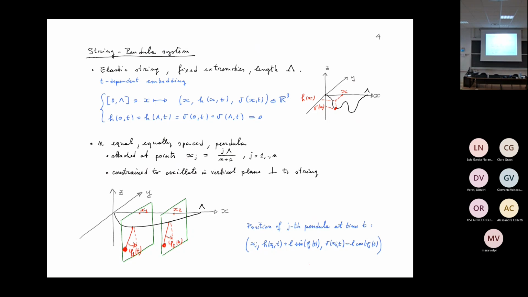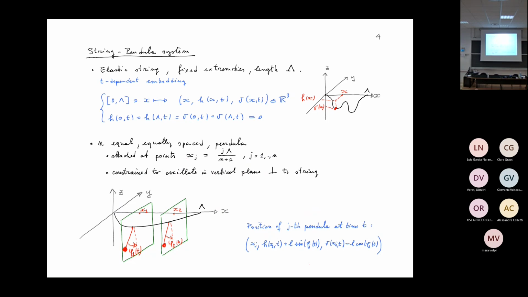So this is the vibrating string. First of all, let me say how we model the system: first the model of the hybrid system, and then the models for the dissipation. So we consider a string, it's just an elastic string, so there is no nonlinearity here. Fixed extremities, fixed length, and the string may oscillate vertically. So this is described by an embedding. We may use the x coordinate to fix the point in the string, and then we have to say the horizontal h and vertical v position of the point of coordinate x. Okay, and then there are fixed boundary conditions at the extremities.